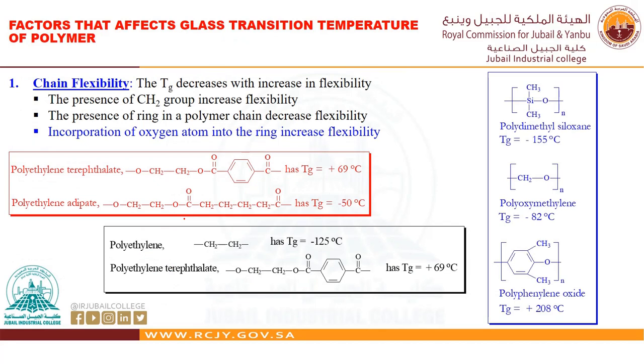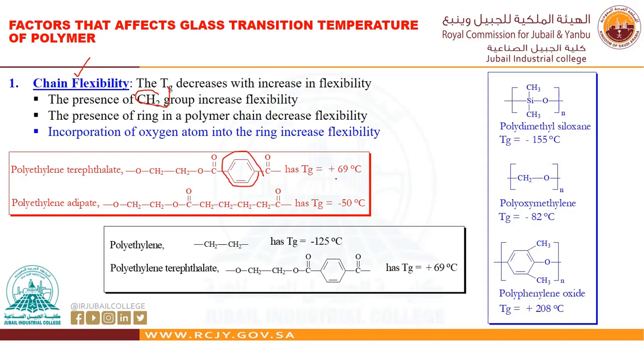Now, let's quickly look at the factors that affect the thermal transitions of polymers. The first one is chain flexibility. Polymers that have, for example, CH2 groups are very flexible, while polymers that have a benzene ring, for example this one, are rigid. So the higher the flexibility, the lower the TG. TG decreases with increasing flexibility.